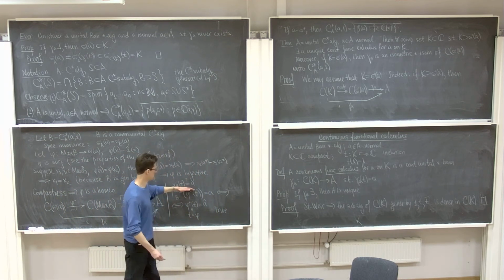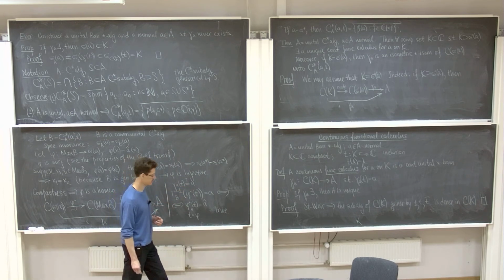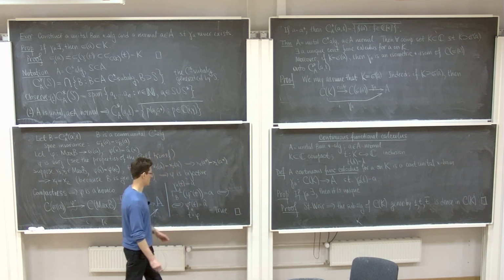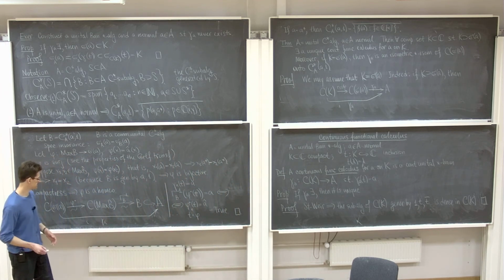Okay, so this equality holds, and so gamma is indeed a continuous functional calculus for our element little a on the spectrum.